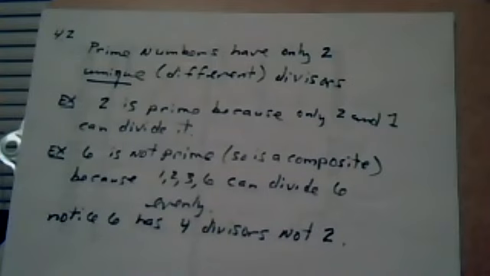And 6 is not prime because we have 1, 2, 3, and 6 able to divide 6. If 6 was only able to divide by 2 numbers, then it would be prime, but we could divide 6 by 4 different numbers. Notice 6 has 4 divisors, not 2. That's why it's not prime.